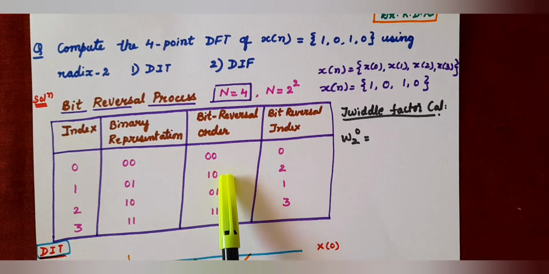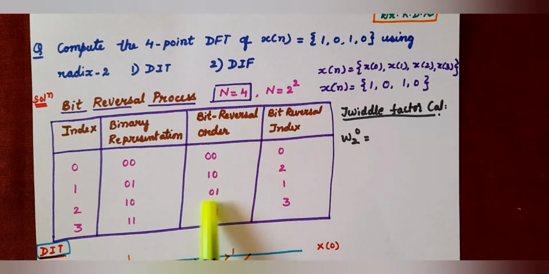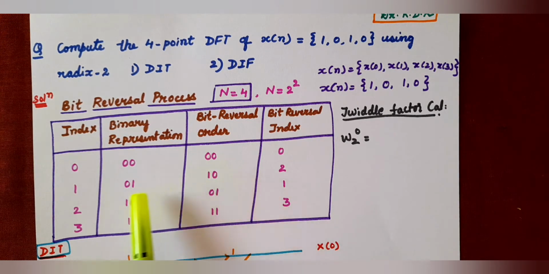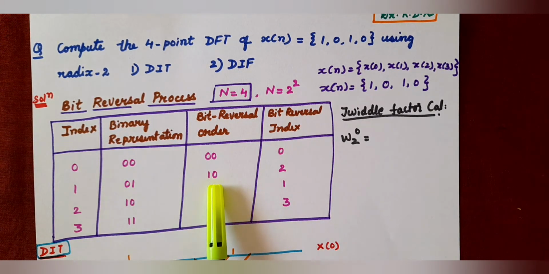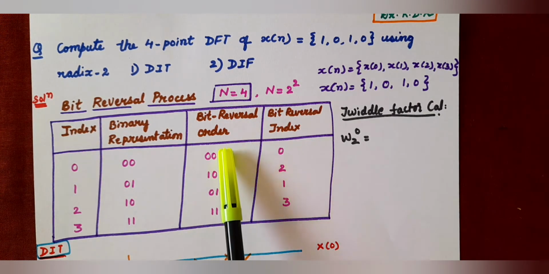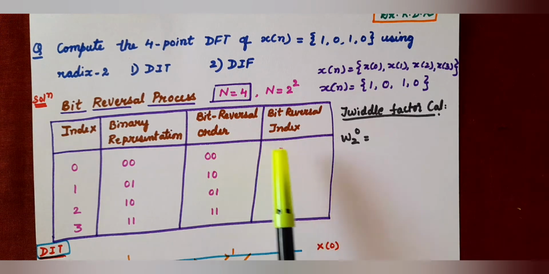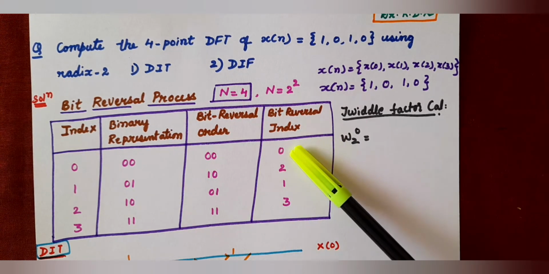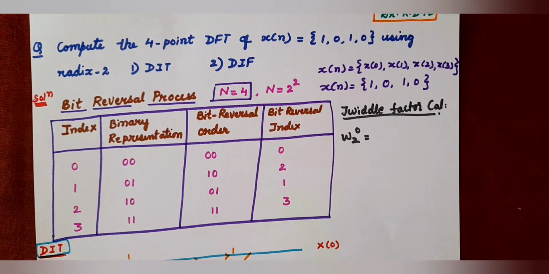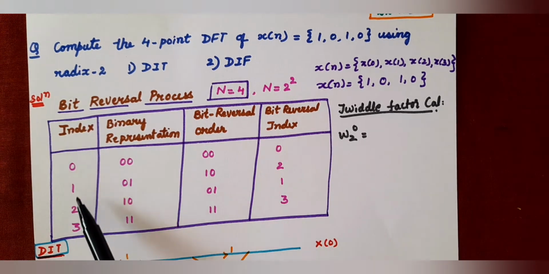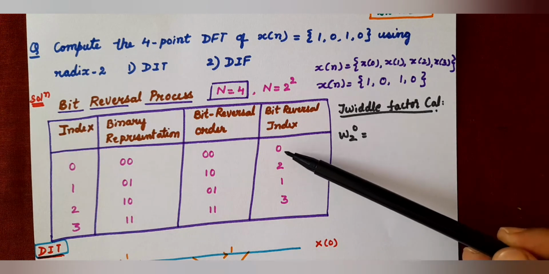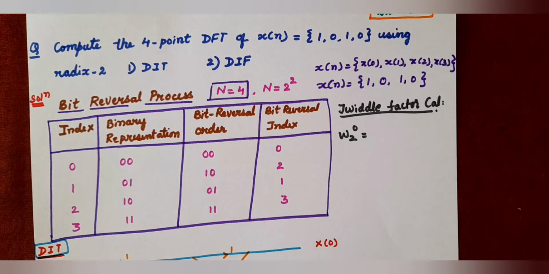then done the bit reversal to find the bit reversal order, that is interchanging the bit values. So 00 stays 00, 01 on interchanging becomes 10, 10 becomes 01, and 11 becomes 11. If you look at this bit reversal order and write it in decimal format, it comes to 0, 2, 1, 3. So the natural order is 0, 1, 2, 3 and the bit reversal order is 0, 2, 1, 3 for N equal to 4. This is the bit reversal table for N equal to 4.